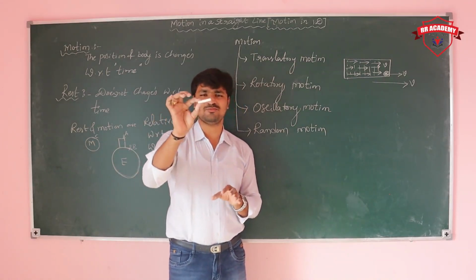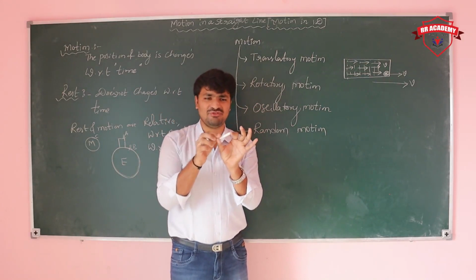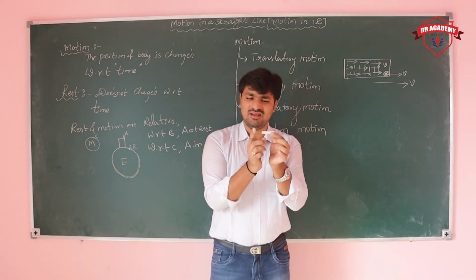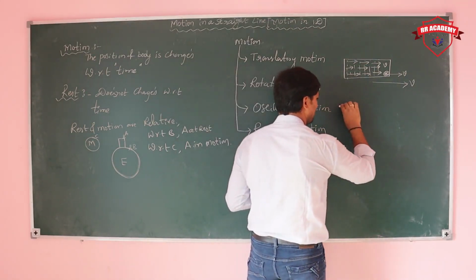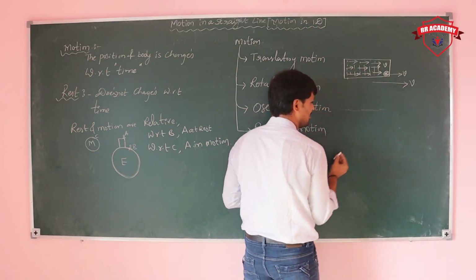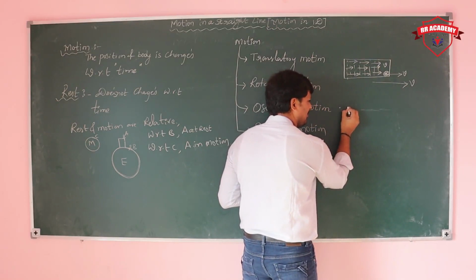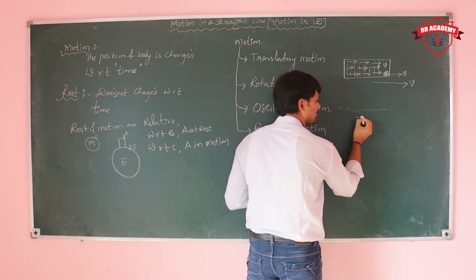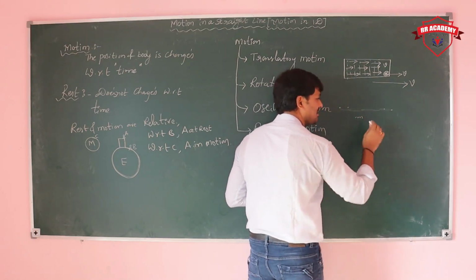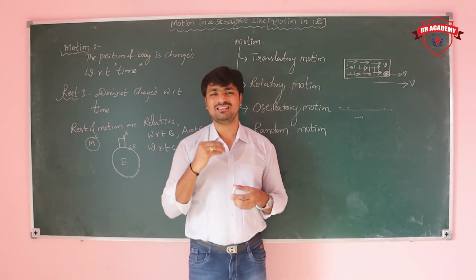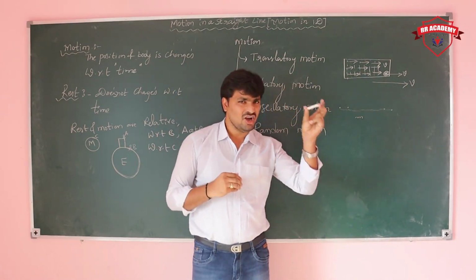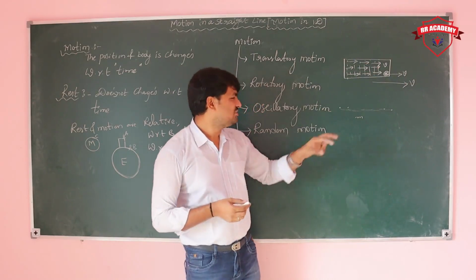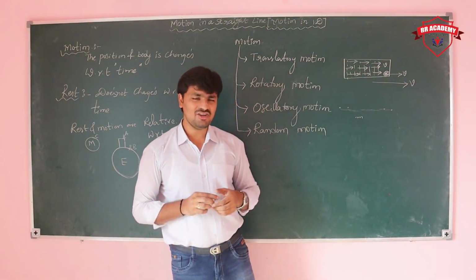For example, I am considering this body. This body contains different particles. Now the body is moving. What is the displacement traveled by the first particle? The same displacement is traveled by the second particle also. See here, this is the last particle and this is the first particle. How much distance did it travel? For example, from here to here, m meters, and here to here also m meters. Both particles traveled the same displacement, and both are moving with the same velocity, same acceleration, same direction. So that's why we can say this motion is translatory motion.